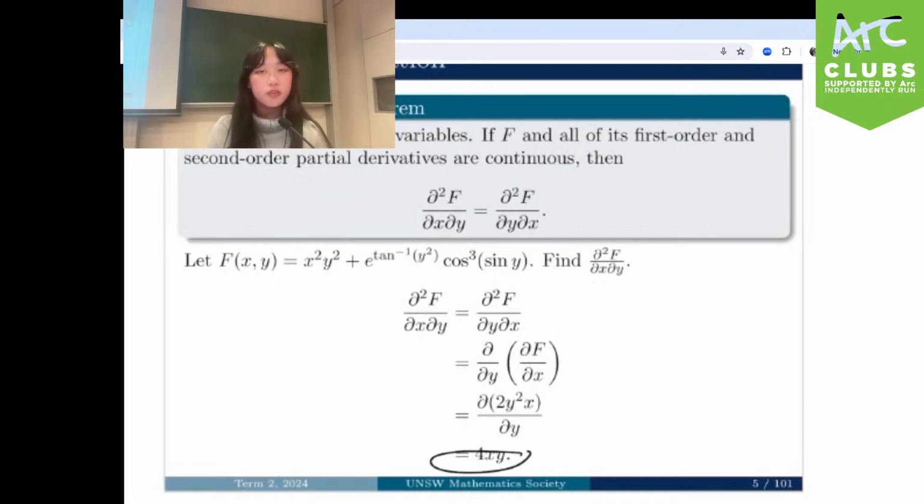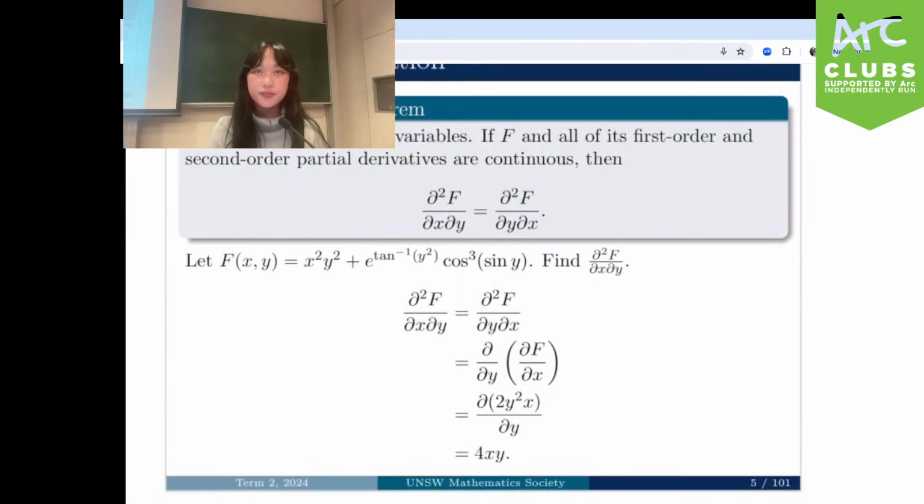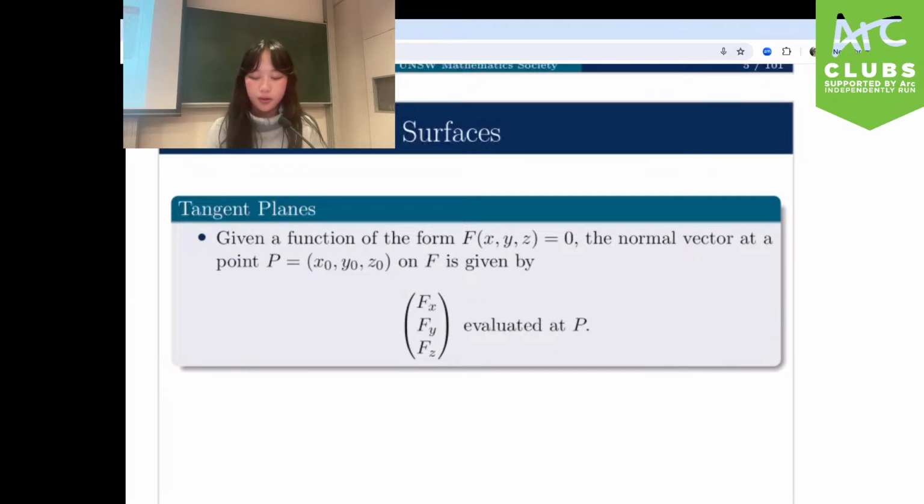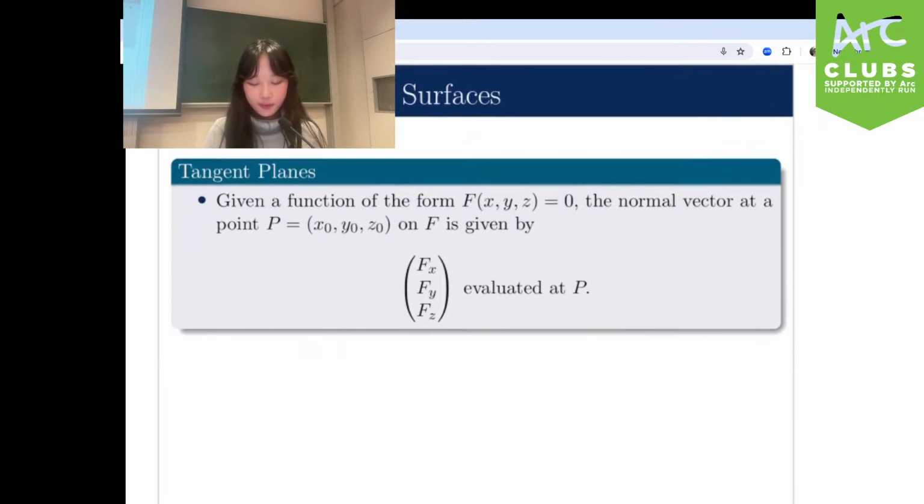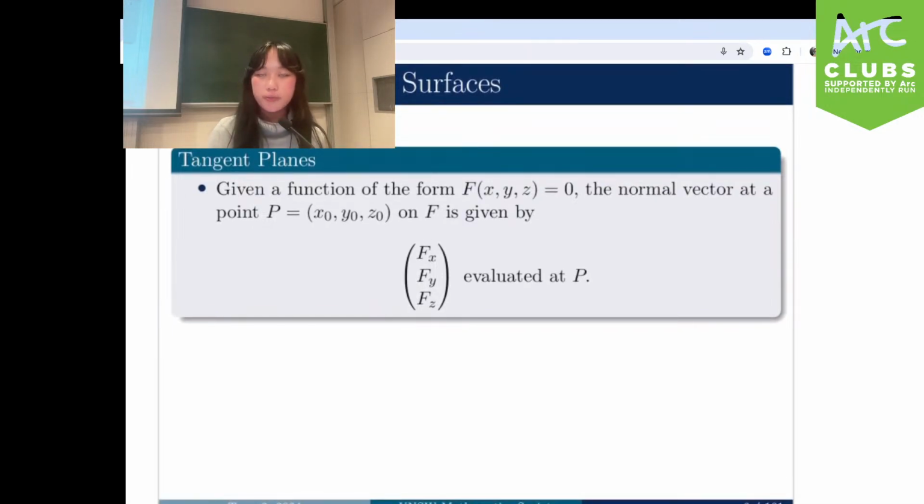Okay. So moving on from the mixed derivative theorem and from taking partial derivatives, let's have a look at tangent planes. So we've been interpreting these multivariable functions more on the calculus side, or I guess the algebraic side. What we can do now is interpret them a little more geometrically.